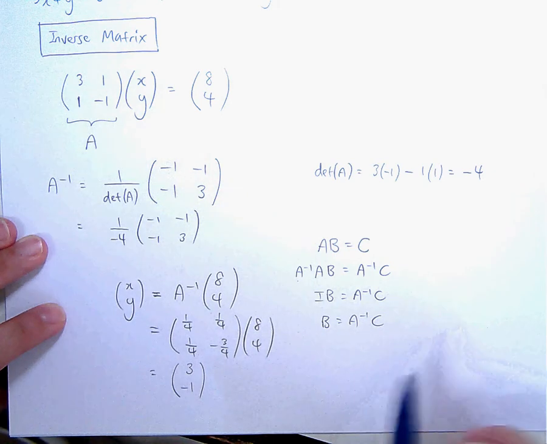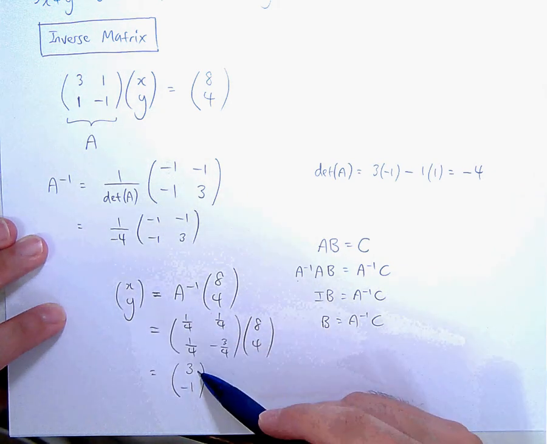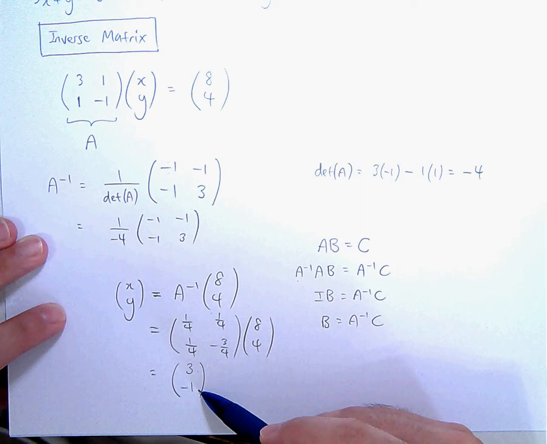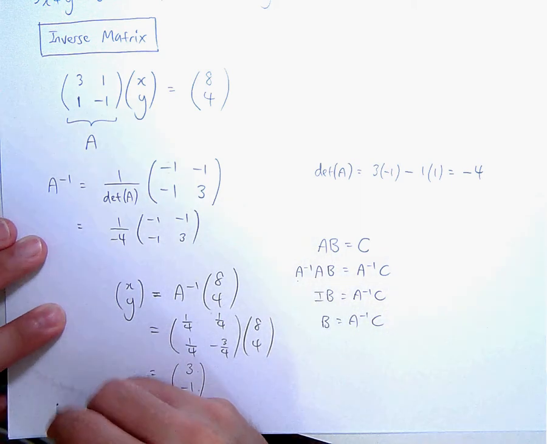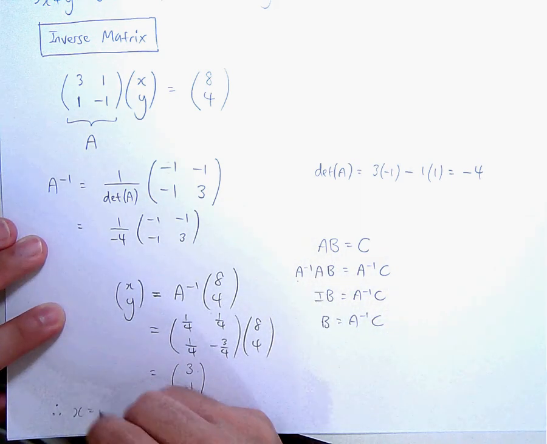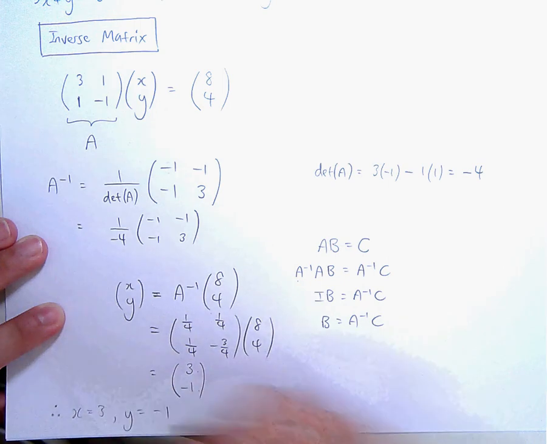So just by observation, x is 3 and y is -1. Let me just fill that in. So x is 3 and y is -1.